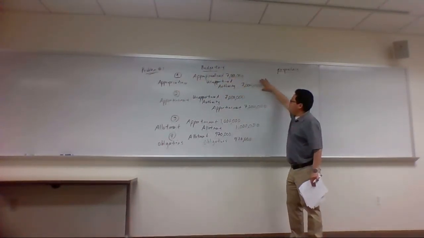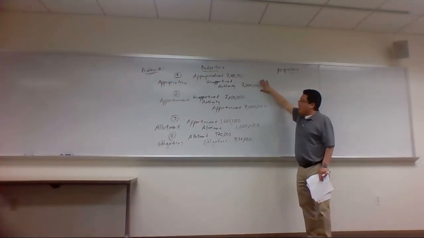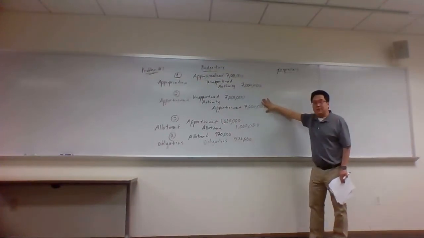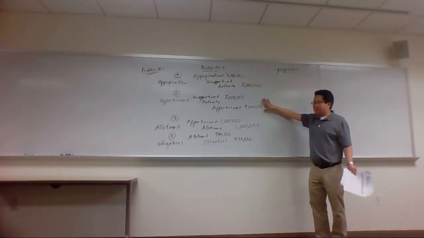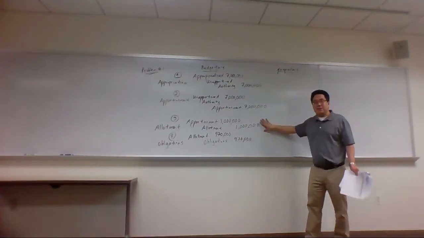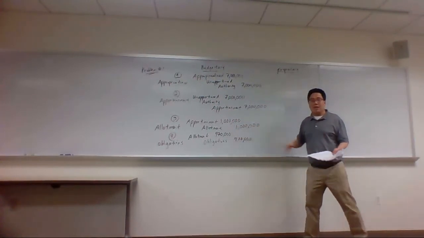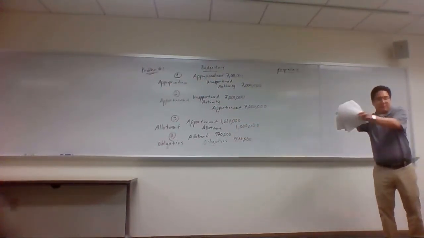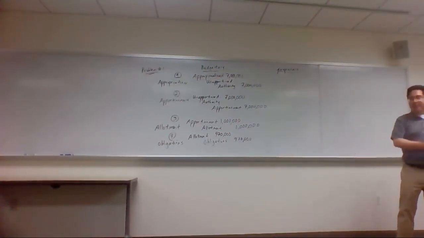So we're going to put that in an appropriation. When you're apportioning the money, the appropriation goes down, the apportionment goes up. When you're allotting the money, the appropriation goes down, the allotment goes up. When you have an obligation, the allotment goes down, the obligation goes up. So it's really constantly what's going up and down. Where is everything moving from one step to the next step?